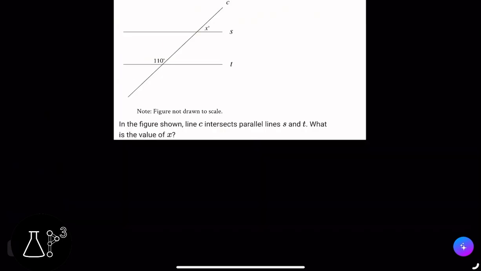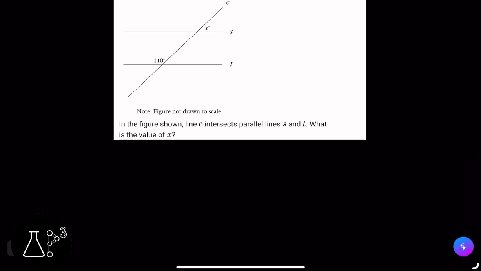Okay, let's go over a question that we did the first time. In the figure shown, line C intersects the parallel lines S and T. What is the value of X? Okay, so remember what we talked about, opposite angles and parallel lines. So we're given 110 and we're looking for X.